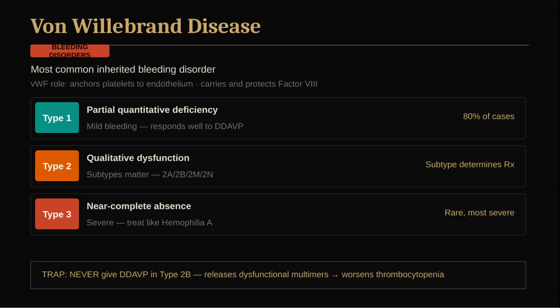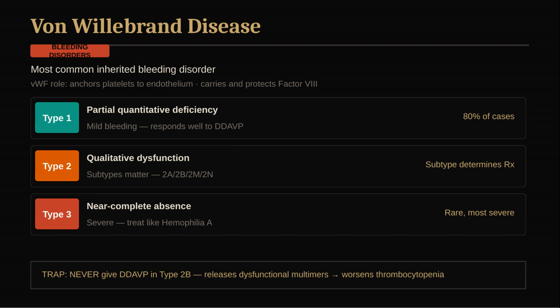Type 1 is partial quantitative deficiency. Mild bleeding responds well to DDAVP. Type 2 is qualitative dysfunction. Subtypes matter for treatment. Type 3 is near complete absence. Severe, treat like hemophilia A. The screening lab pattern: prolonged bleeding time or PFA-100, low von Willebrand antigen and activity, often low factor 8.